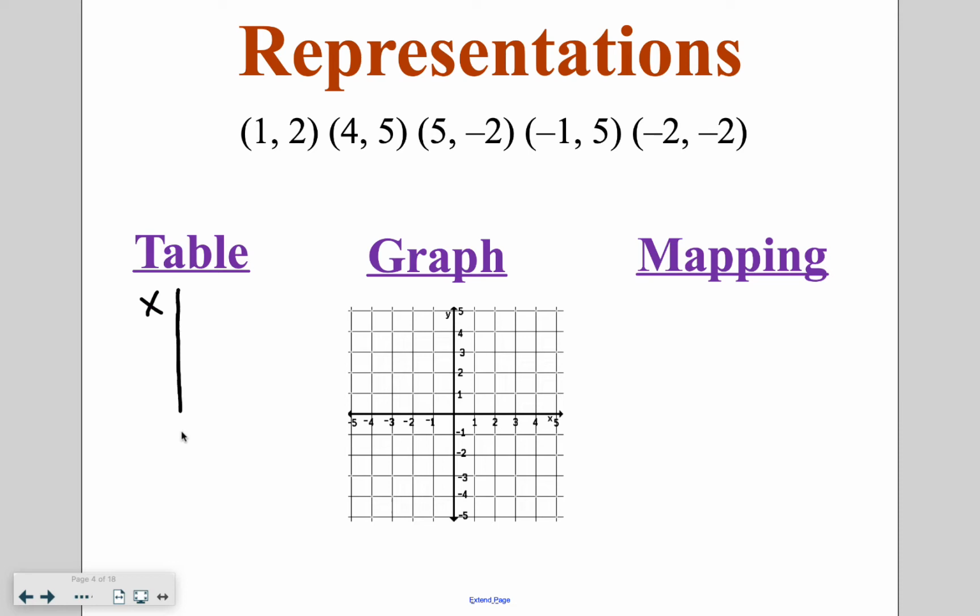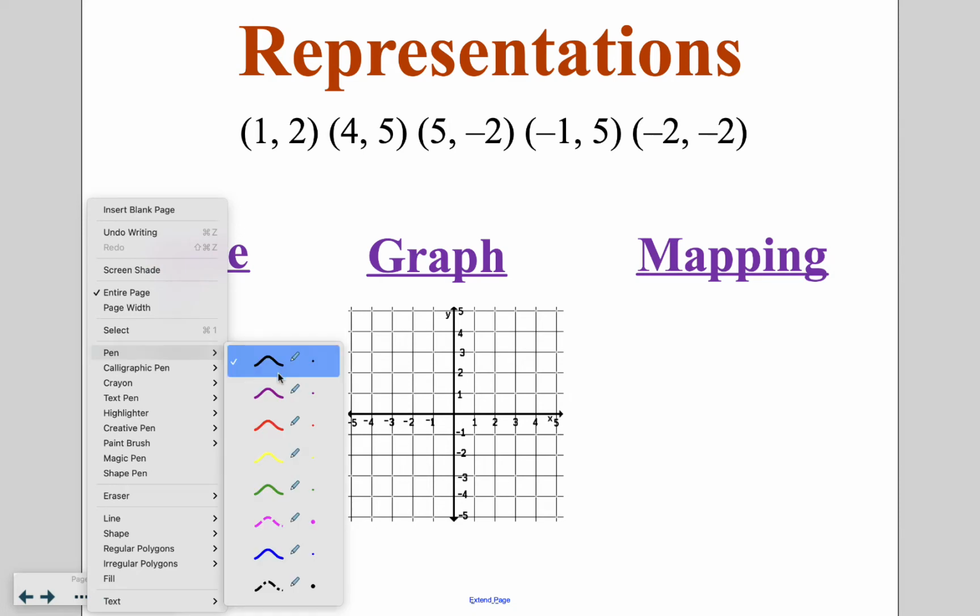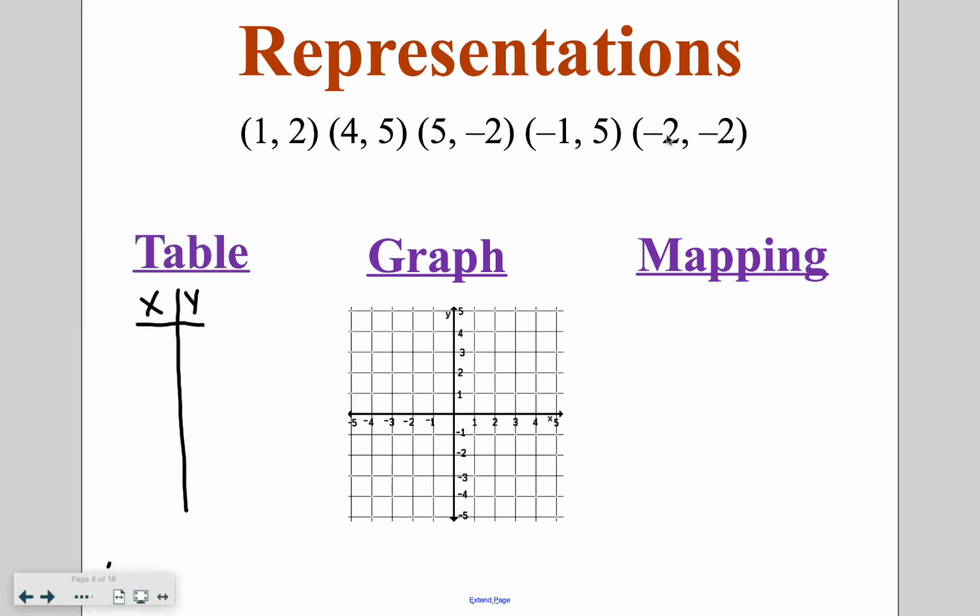This is where we split our x and y values into their own parts. When you are making a table, the x values need to be in order from least to greatest. So in this case, my smallest x value is -2. Then I have -1. Then I have 1, 4, and 5. Within the table, I need to match up the range, those y values, with their domain values. So for -2, the output is -2. For -1, the output is 5. For 1, the output is 2. For 4, it's 5. And for 5, it's -2. So each x is paired with its exact y in the table.